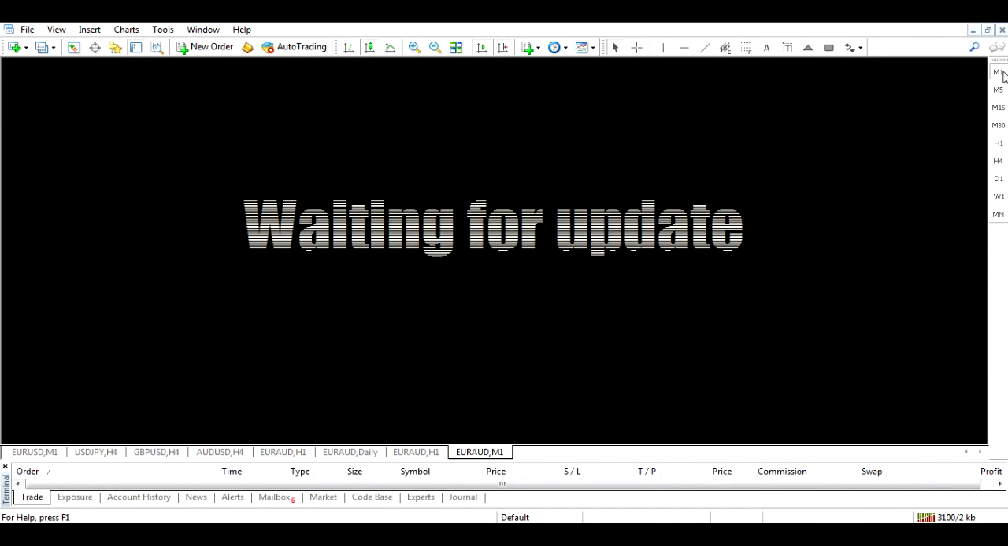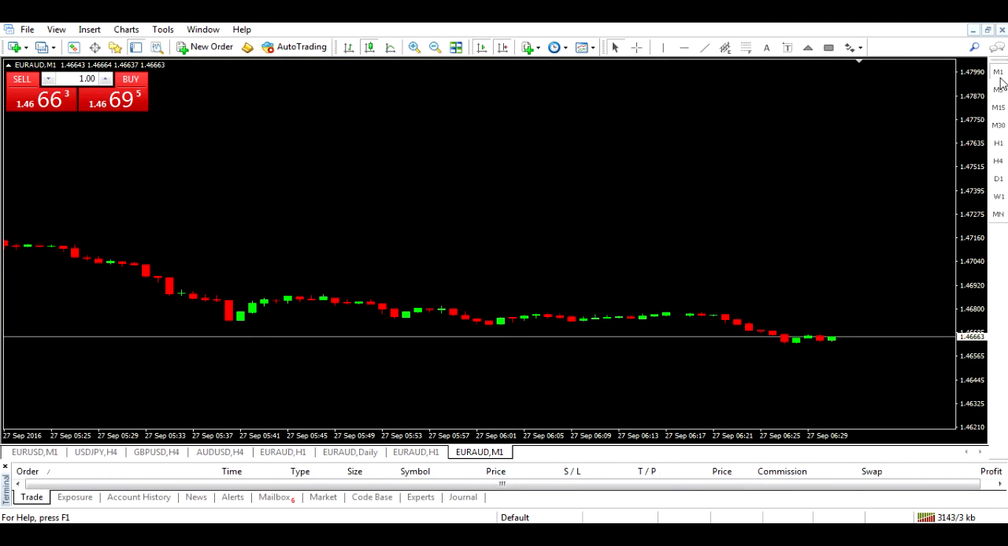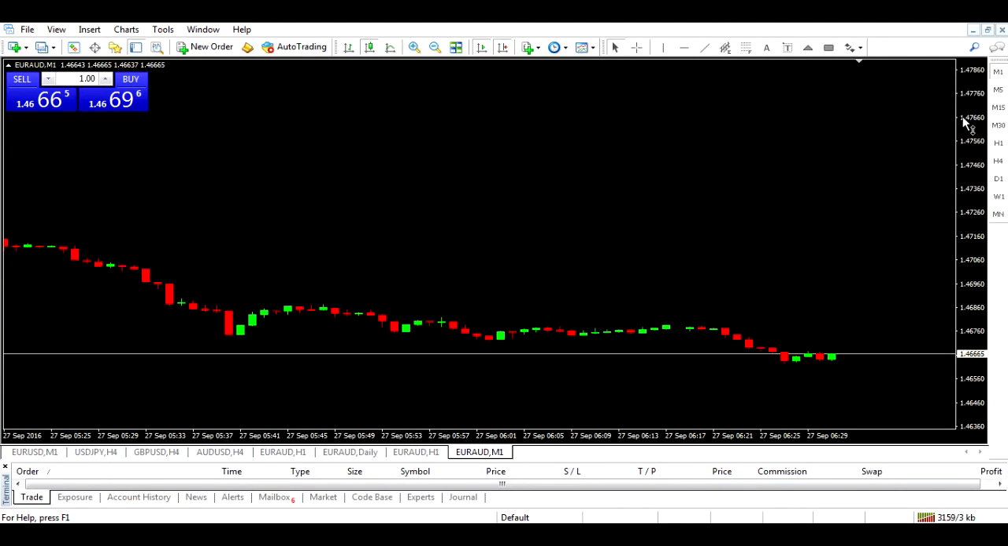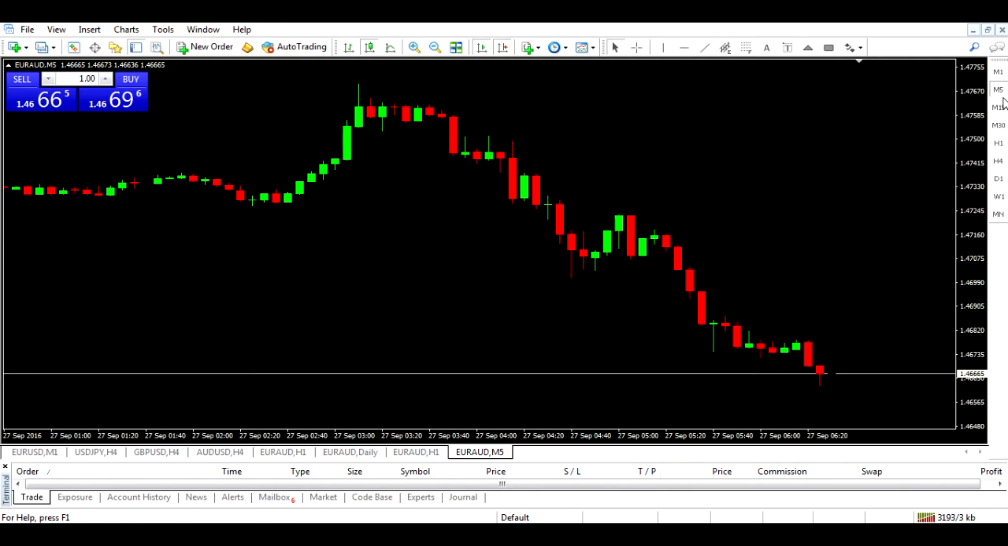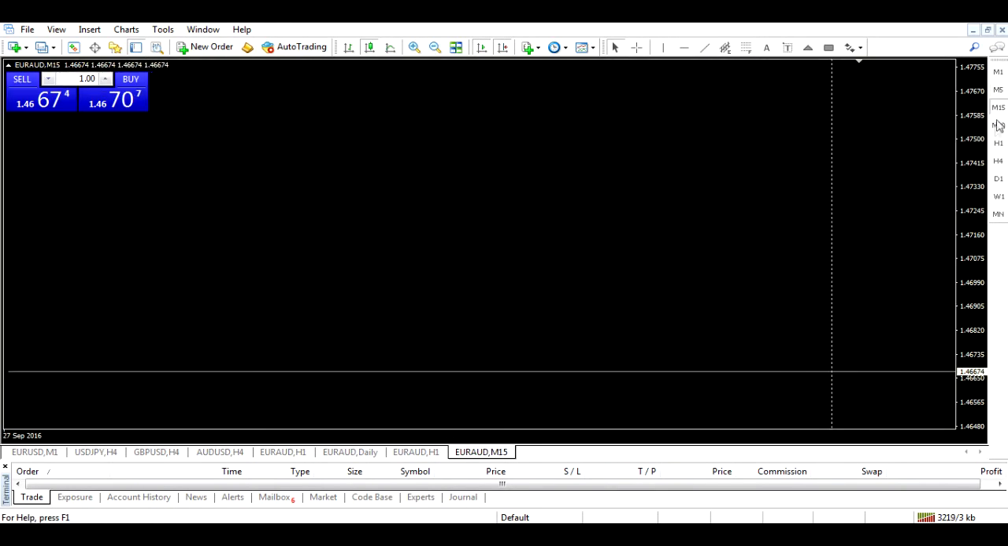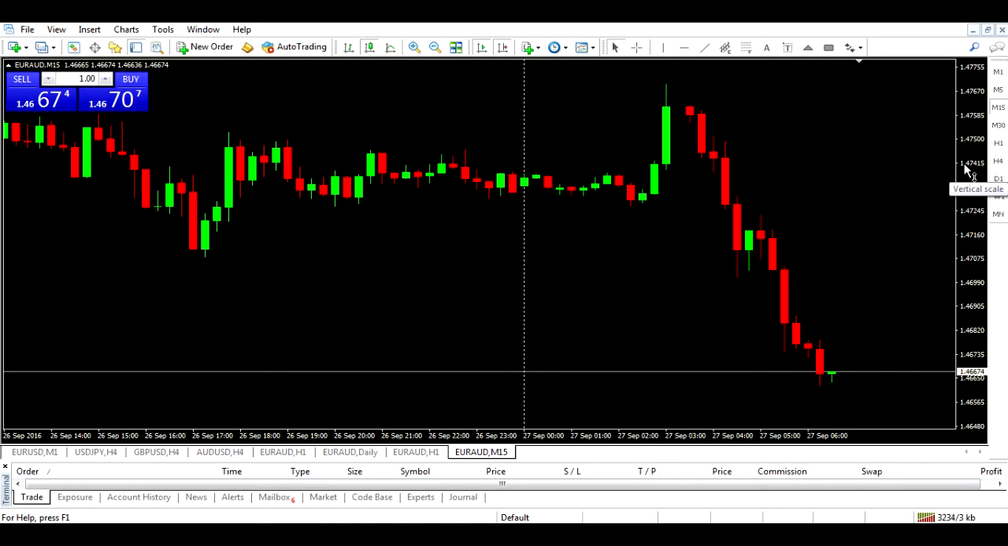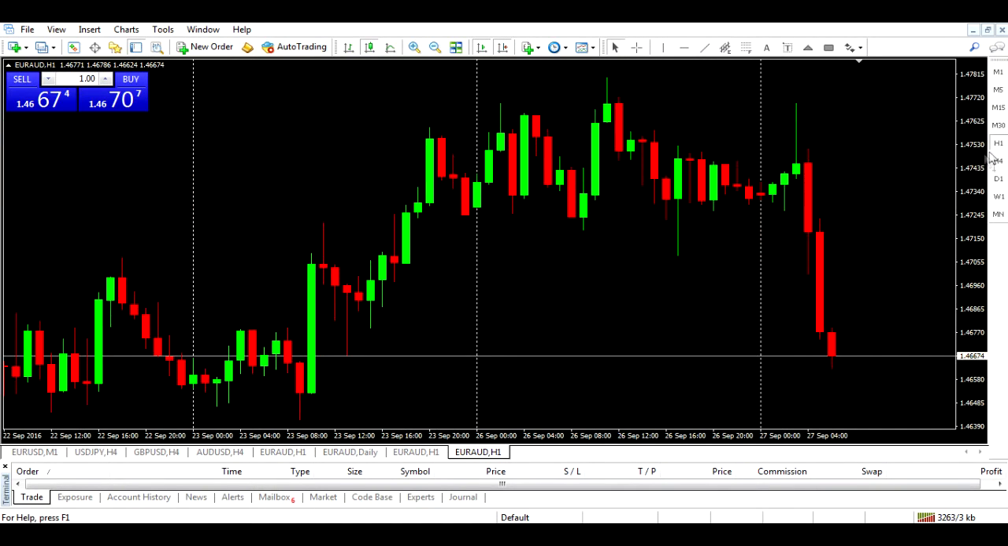M1, as you see here, means 1 minute. This is the 1 minute chart. M5 is the 5-minute chart. M15 means 15-minute chart. H1 is 1 hour, then daily, weekly, monthly, and 4-hour chart. So it's the time frame. You click these buttons here to go to a time frame.